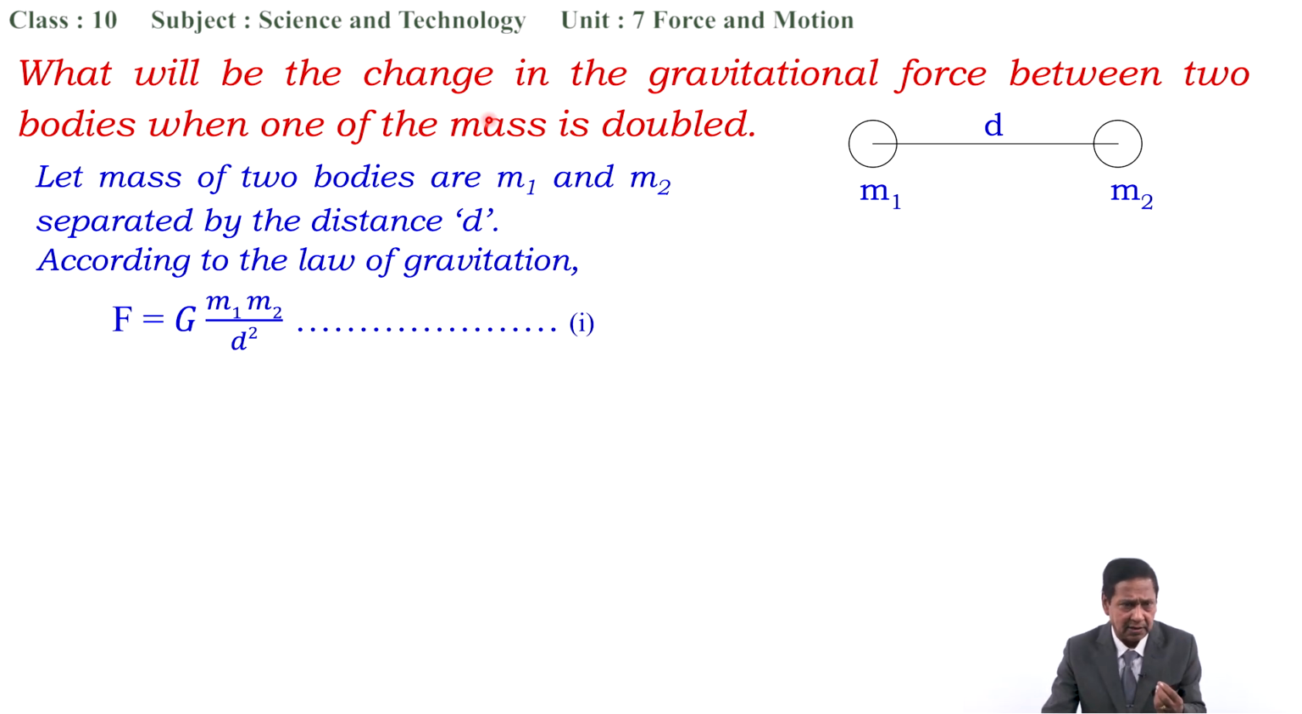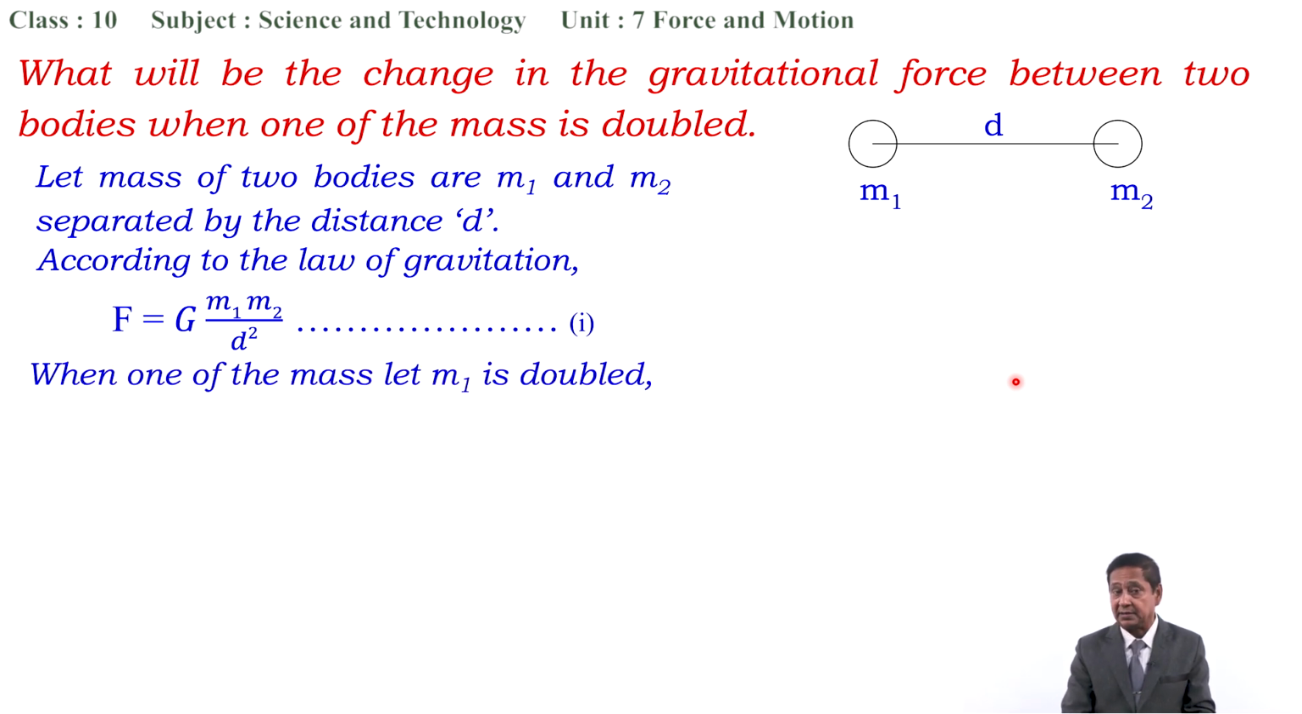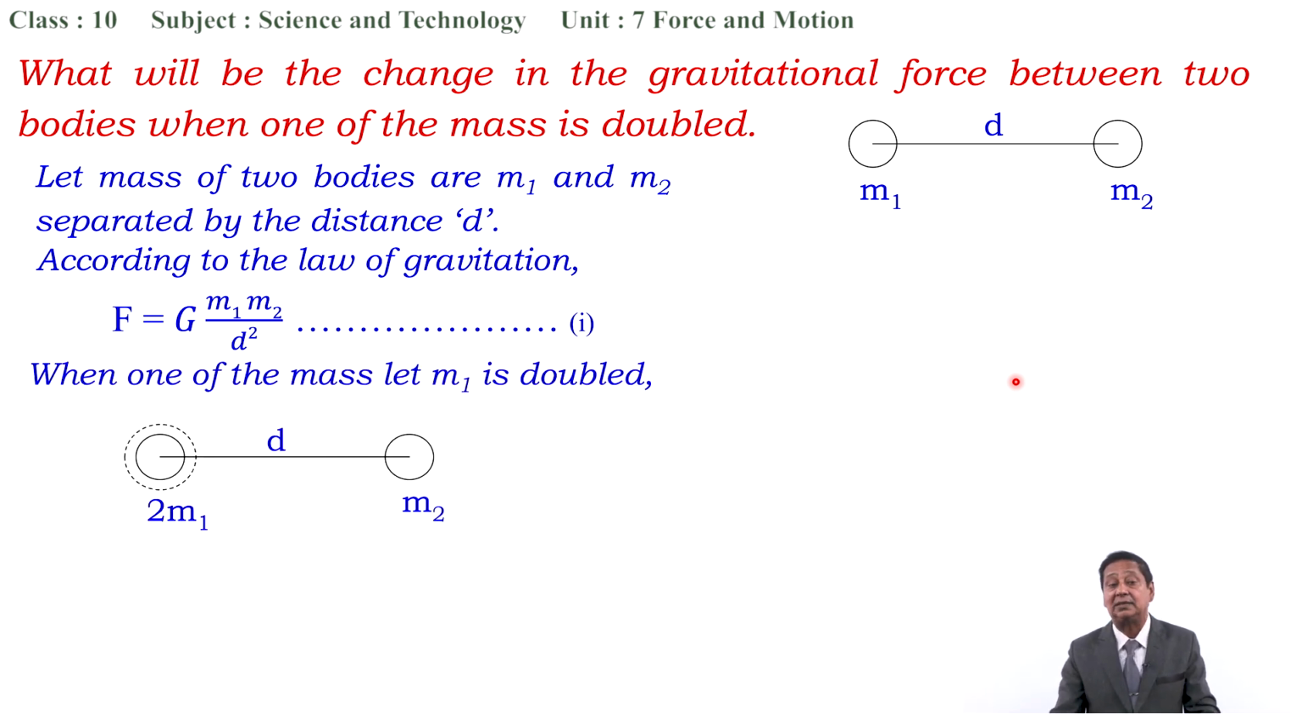Now what is the question? What will be the change in gravitational force between two bodies when one of the masses is doubled? One of the masses means either m1 or m2. Let m1 be doubled. We can show this with a diagram also, but actually you don't have to show a diagram in the examination. I am showing the diagram only to make it very clear. Otherwise this diagram is not a compulsory part of the answer.